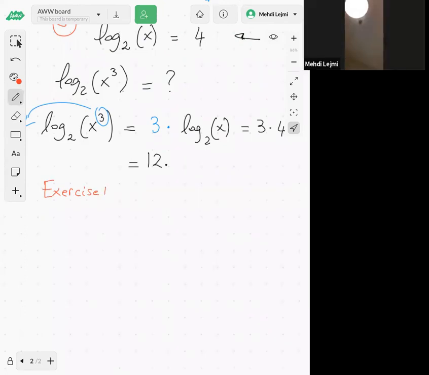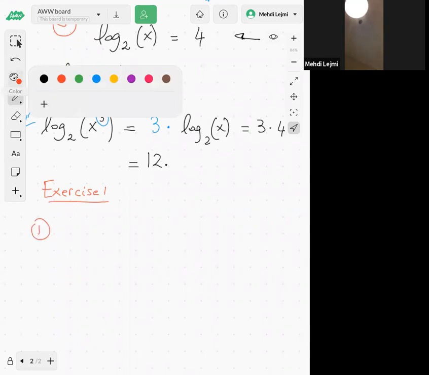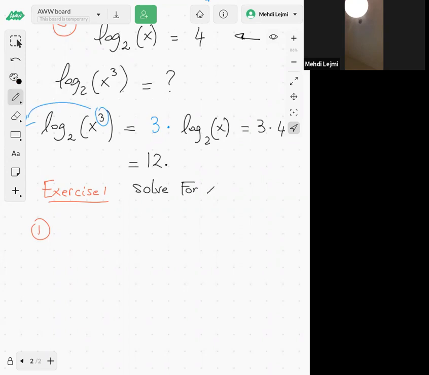Exercise 1. So we need to solve for x first. We need to find x. Log in base 2 of x is equal to, let's say, 3. All right, you need to find x.